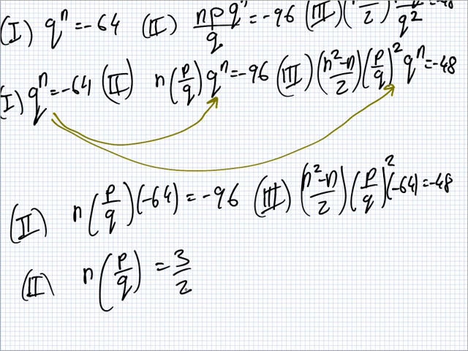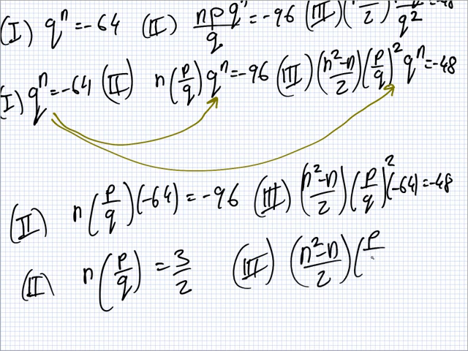Okay, and 48 over 64? So n squared minus n over 2, p over q squared equals, what did we say? 3 over 4, yeah, okay. Right, now, what do we notice we could substitute next?